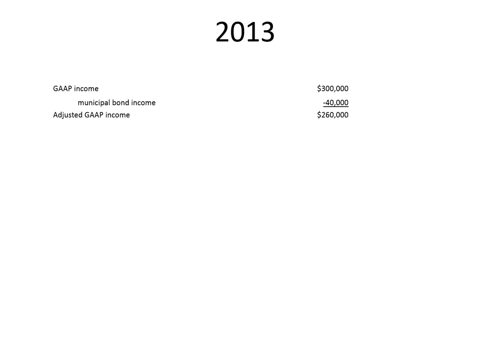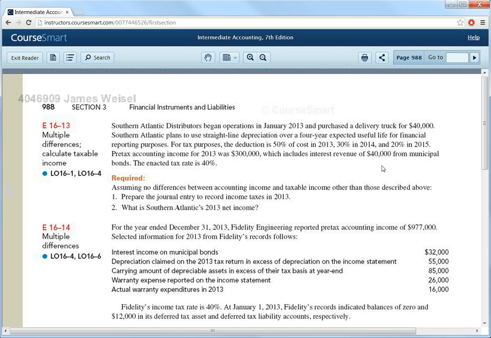Now the other thing we need to do is recognize if there are any temporary differences in how we recognize revenues and expenses for Southern Atlantic Distributors. In this particular case, there is one temporary difference between the two income measurements, GAAP income versus taxable income. We have $10,000 of depreciation for this delivery truck in 2013, but we have a $20,000 deduction for tax purposes. For tax purposes, the deduction is 50% of cost in 2013. So 50% of $40,000 is a $20,000 deduction.